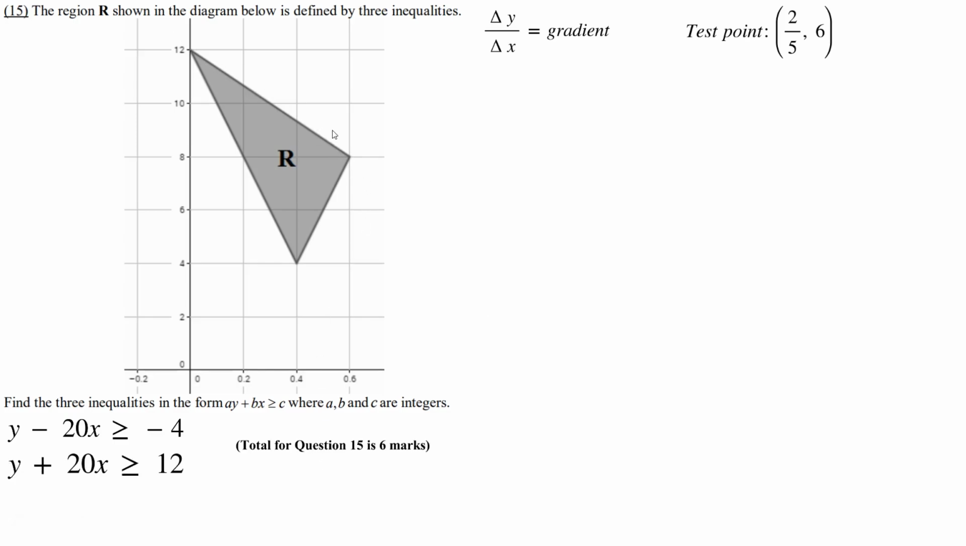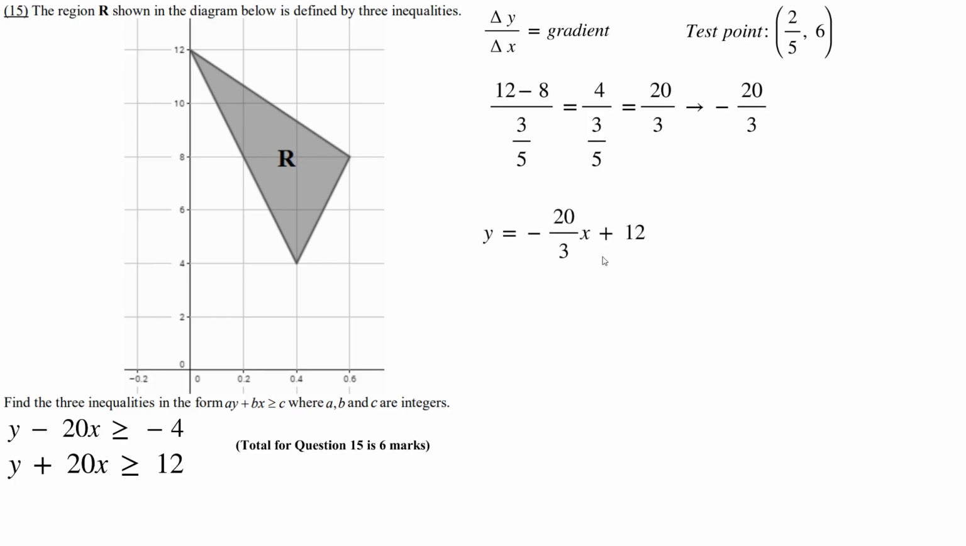Last one here, so this one. We've got a difference in y of 4 and a difference in x of 0.6. So we'll get that one as minus 20 over 3. Remember, I got it as 20 over 3 in my calculations, but I know that it's going in that direction, so it's minus 20 over 3. So y equals minus 20 over 3x plus 12 again, because remember, same y-intercept.